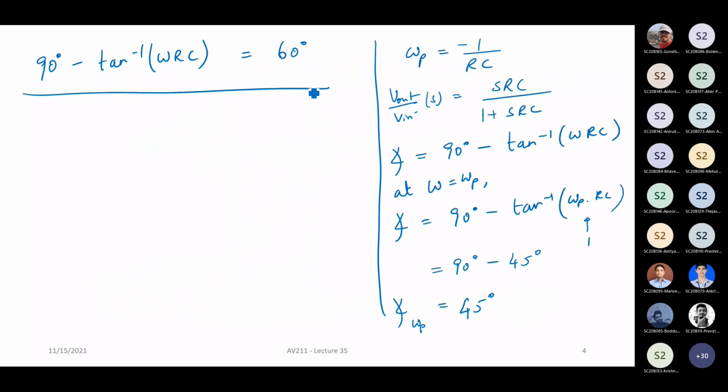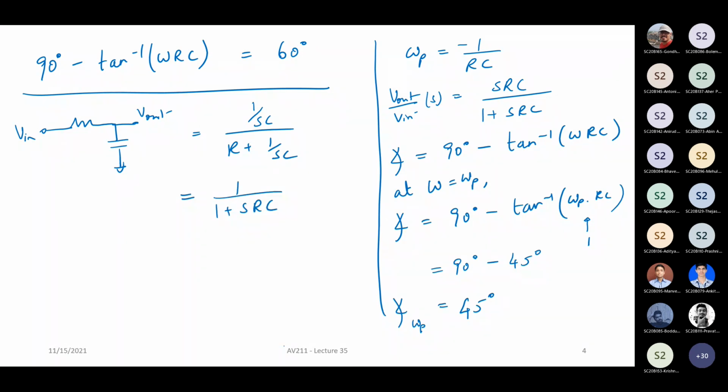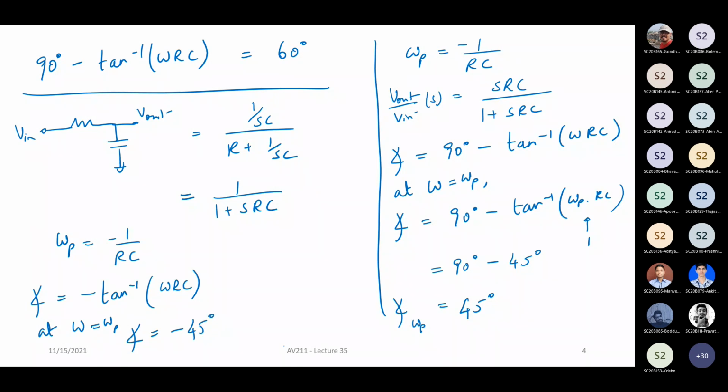So even if you take, let's say, an RC circuit like this, right? So let's say this is V in, V out. So the transfer function will be basically 1 by SC divided by R plus 1 by SC. This becomes 1 by 1 plus SRC, right? So here you don't have a 0. The pole is at minus 1 by RC, correct? Now again, what is the angle of this system? So this is nothing but minus tan inverse of omega RC, right? So at omega equal to omega P, the angle of this RC circuit becomes minus 45 degree. Okay.